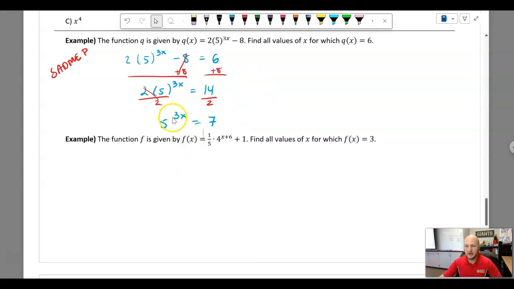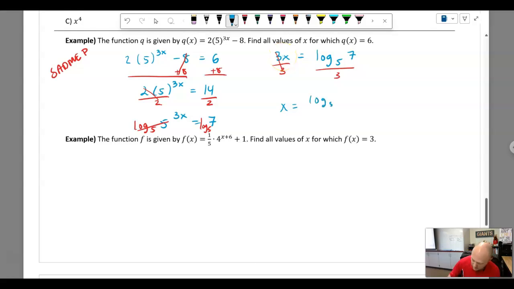Here's where you can rewrite this in logarithmic form in order to solve this, or you can use a log base. I'll take log base 5 of both sides in order to cancel this. So I now have 3x equal to log base 5 of 7. Now I'm almost to x. I just have to get rid of this 3. So I undo the multiplication of 3 with division. And then here is our answer: log base 5 of 7, and we're going to divide by 3. Now you can rewrite this.